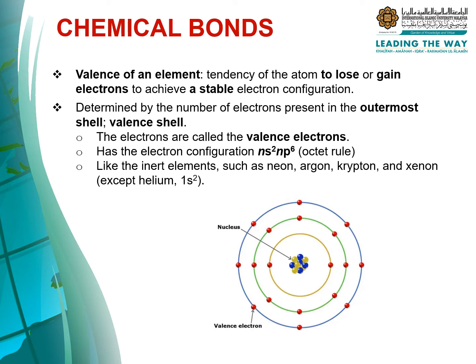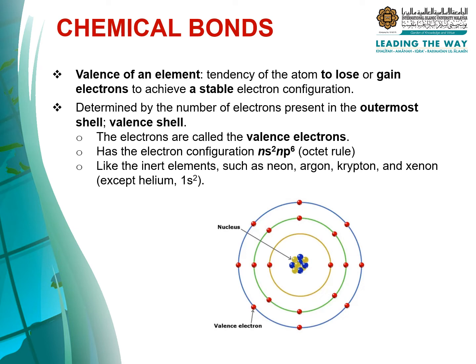The electronic structure of the atom of an element determines, to a large degree, the chemical properties of the element. The valence of the elements is the tendency of the atom to lose or gain electrons to achieve a stable electron configuration. This is primarily determined by the number of electrons present in the outermost shell, which we call the valence shell. The electrons are called valence electrons. The stable configuration is ns2 np6, which we call the octet rule.